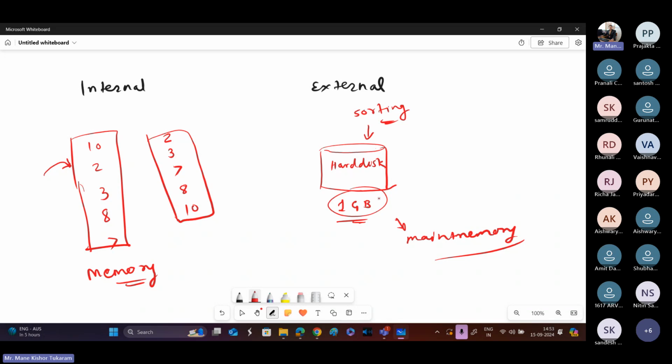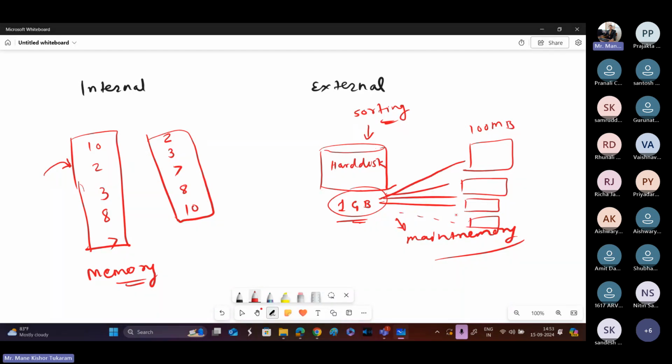We have to divide this 1 GB of data into a number of blocks. So this is one block having 100 MB. Then this is the second block, this is the third block, up to the 10th block. So 1, 2, 3 up to 10. And on each block, we have to apply sorting. So one block we sort, then after that we sort another block, and another block, and another block.